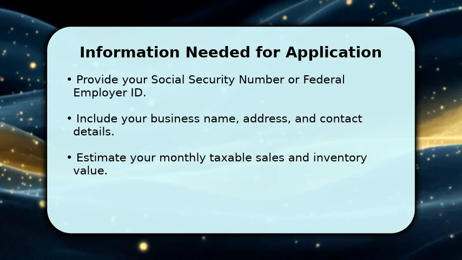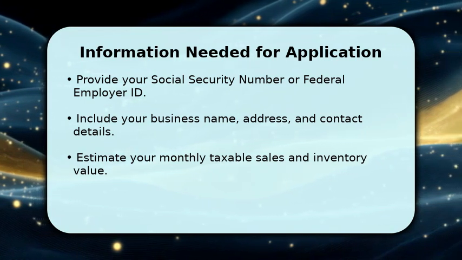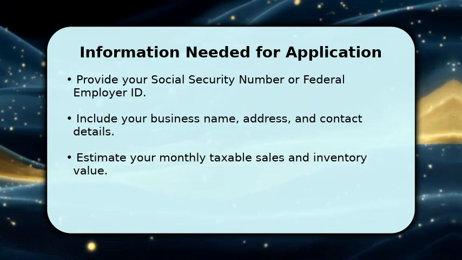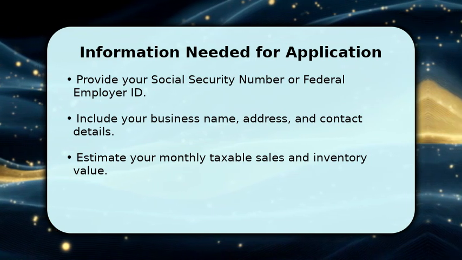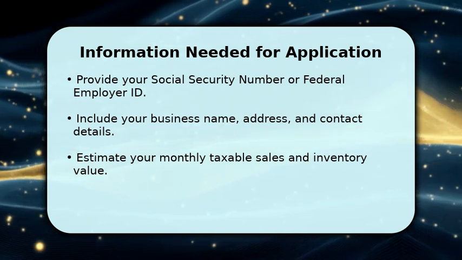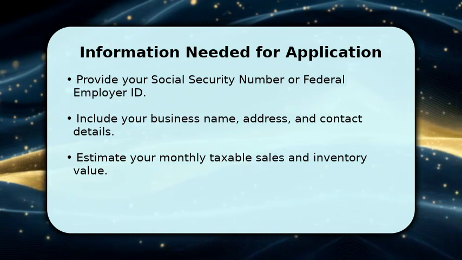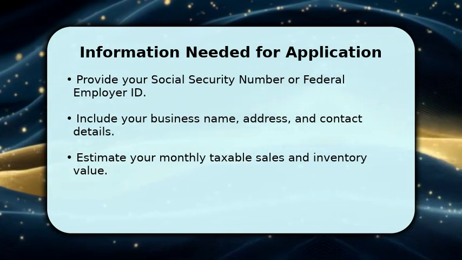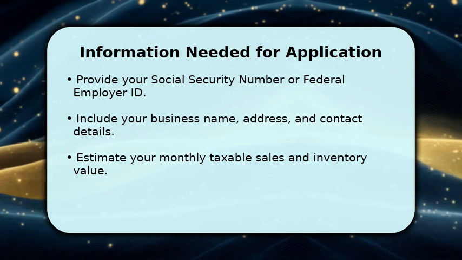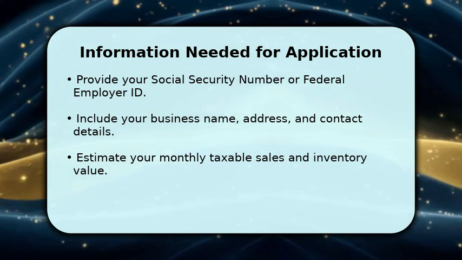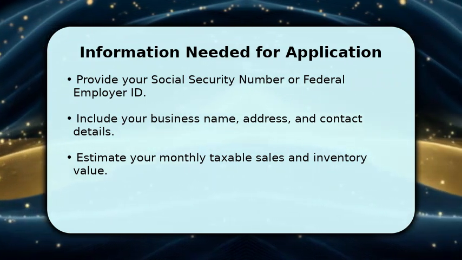When applying, you will need your Social Security number or Federal Employer Identification number. Be ready to provide your full legal business name, physical address, and contact information. You'll also need to estimate your average monthly taxable sales and the value of your inventory. Having these details ready will significantly speed up your application.